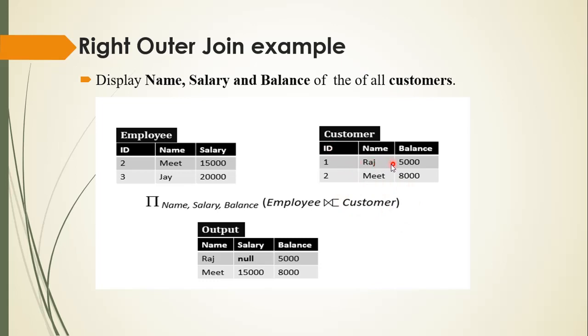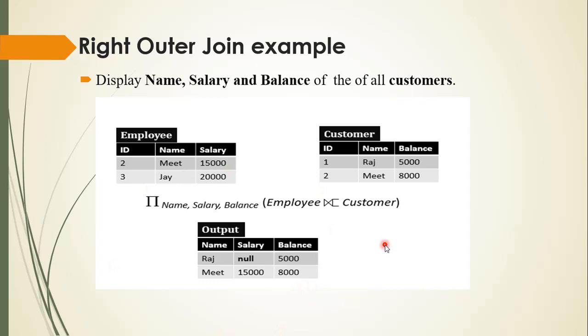So Raj. For Raj we have no salary in the employee table, we have no record of Raj over here, so null. For balance we are taking the customer table, so 5,000. Now for Meet, we have a salary 15,000, so 15,000 we display, and for balance we will see the customer table, so 8,000. So this is the output.